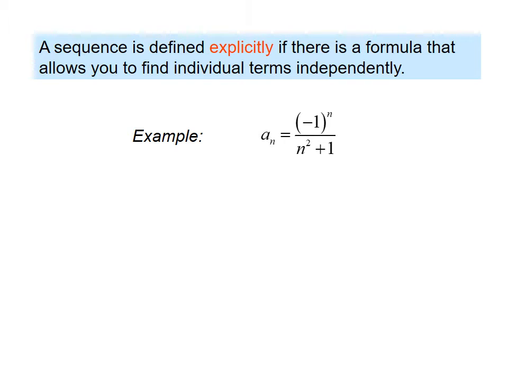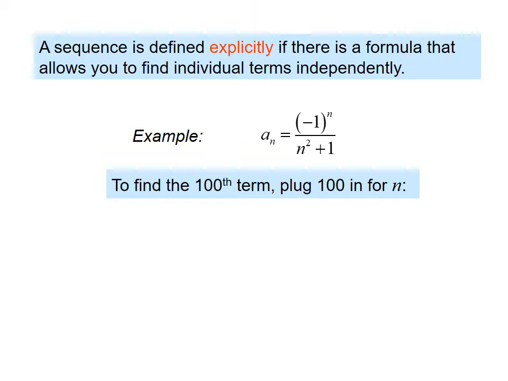Example, let's say a_n is equal to negative 1 to the power of n divided by n squared plus 1, where n is a positive integer. To find the hundredth term of this sequence, you simply plug in 100 in place of n, and you get a_100 is equal to negative 1 to the power of 100 divided by 100 squared plus 1, which gives you 1 over 10,001.